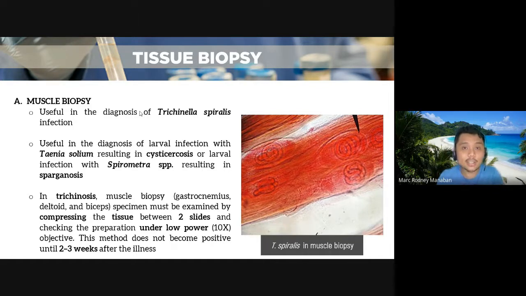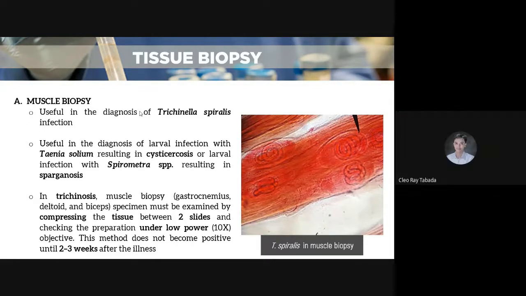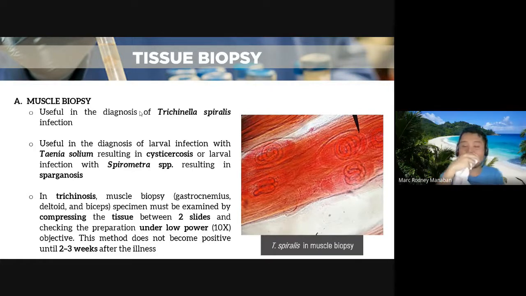But in your pretest question, adult Trichinella spiralis resides in the what? Small intestine. Okay, very good. Because what resides in your skeletal muscles are your larva. So if the question is adult Trichinella spiralis, small intestine. If larva of Trichinella spiralis, skeletal muscles. I have to emphasize this because the question may come out in the future. You may develop a habit of thinking that Trichinella spiralis means muscle, right? But take note of the question: if adult, the habitat is the small intestine, but if larva, it's within your skeletal muscles. So, muscle biopsy.